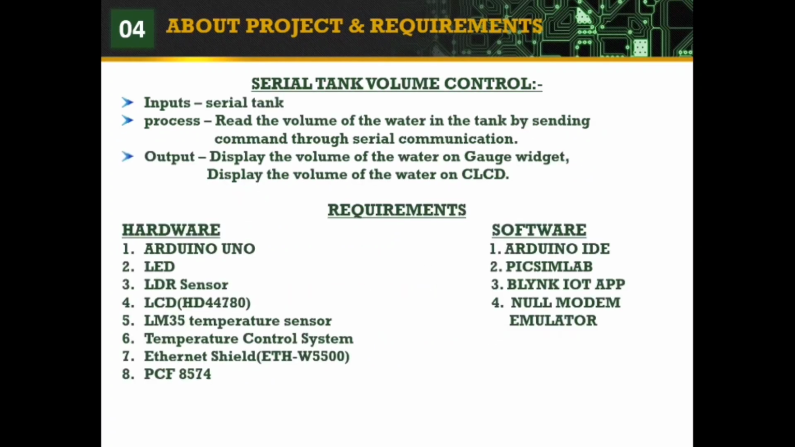Then the serial tank volume control. We need a serial tank. The process is to read the volume of the water in the tank by sending a command through serial communication. Then the output is to display the volume of the water on the gauge widget and display the volume of the water on CLCD. Then these are the project requirements.